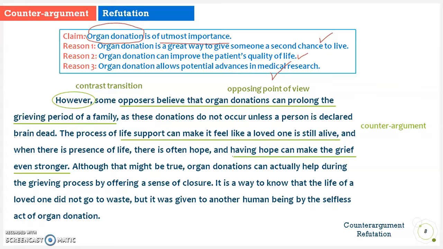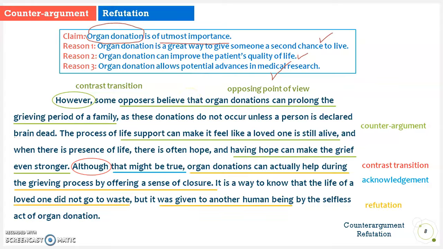However, as a writer, I want to prove this point irrelevant or illogical or not enough. Therefore, as a writer, I started with a contrast transition, which is although. That might be true, the acknowledgement. This is true, it does extend the period. However, organ donations can actually help during the grieving process by offering a sense of closure. Organ donation offers the family of the sick person closure, that is a chance to say goodbye, etc.